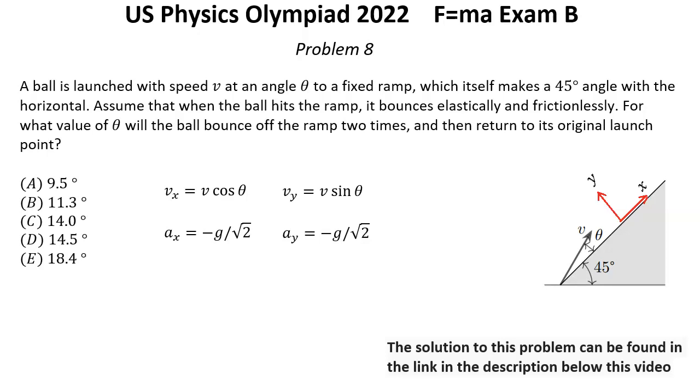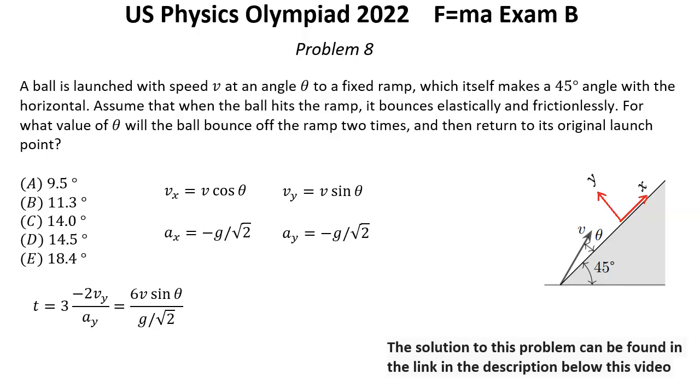First, for both directions, we can count total time to travel. If the ball is hitting this incline 2 times before it returns to the initial point, it means that it traveled 3 times up and down. It means that total time to travel equal 3 times the change of vertical velocity, which is negative 2 Vy over Ay, which is 6 v sine theta over g over square root of 2.